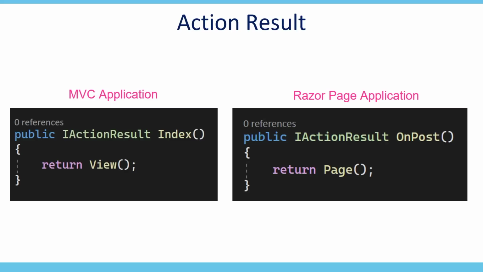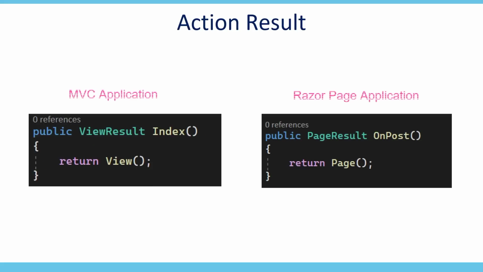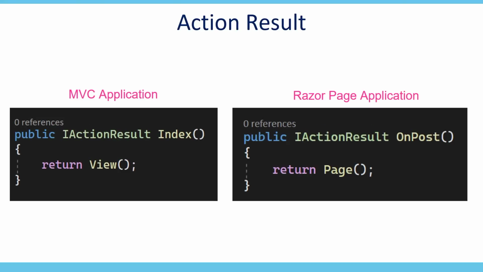Now, if you want to be explicit about the return type in both of these cases, then that would look something like this. If the return type is view, you can write ViewResult, but in Razor Pages, when we return the page, you can write PageResult. So now, what is the advantage of IActionResult?